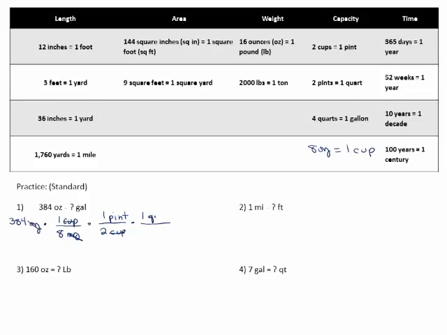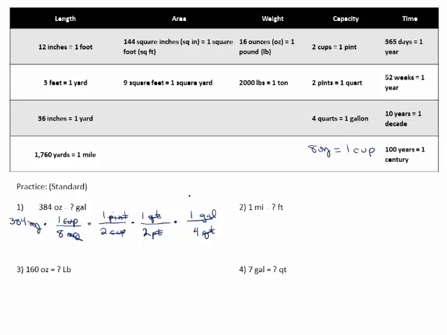Then I want quarts. This pint will cancel that pint. Sorry, that should be a 2. And then finally, gallons. 1 gallon is 4 quarts. And these quarts will cancel. So I've gone from ounces to cups to pints to quarts to gallons.